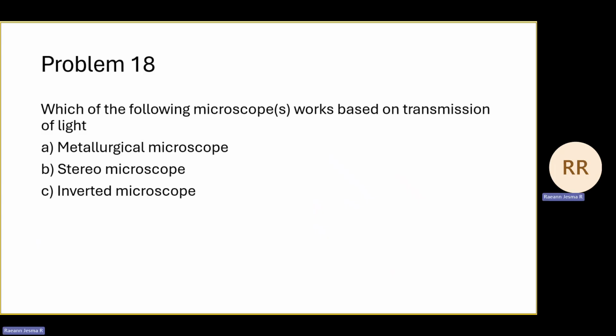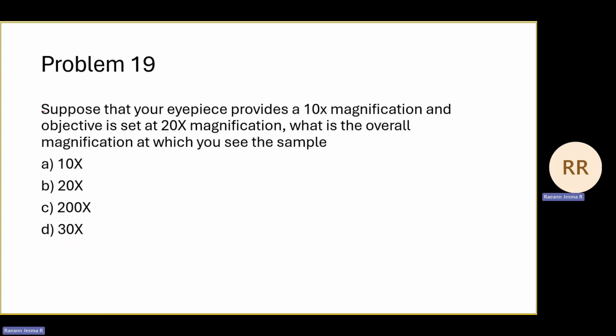Okay. So the correct answer is option A, metallurgical microscope, and option C, inverted microscope. The stereo microscope is generally reflection based, so it images based on the reflection of light. Now let us move on to the next problem, problem 19.